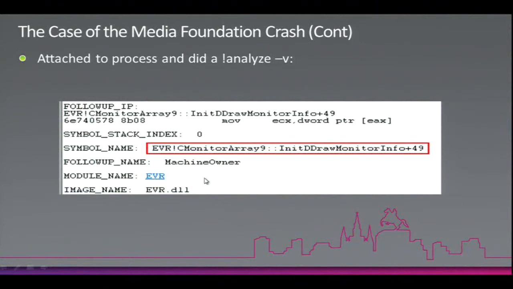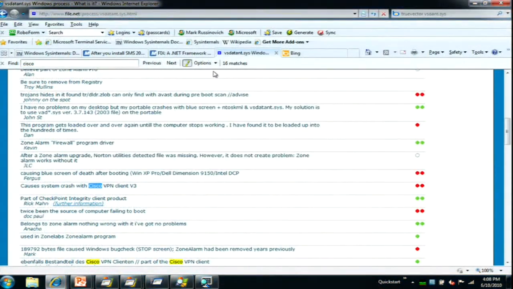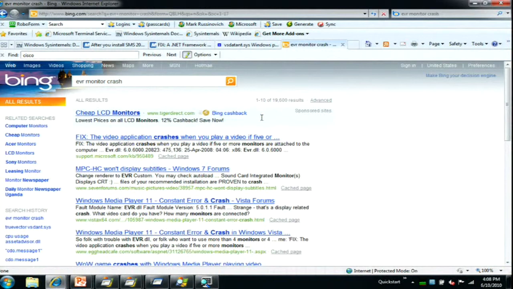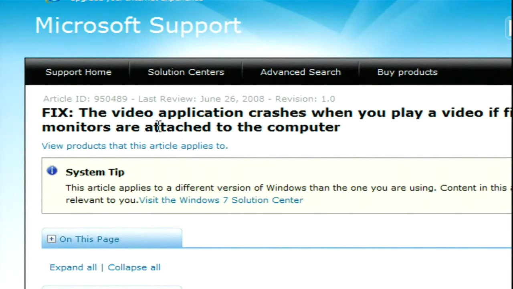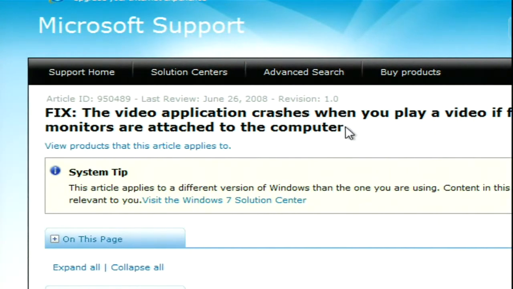So at this point, it's like, all right, is there a problem with EVR.dll? This is one of those rare cases where, in fact, it was a Microsoft issue. So he does a Bing search for EVR monitor crash. Let's see what we find here. Well, there's a support article right here. Let's see if this applies. The video application crashes when you play a video if 5 or more monitors are attached to the computer.